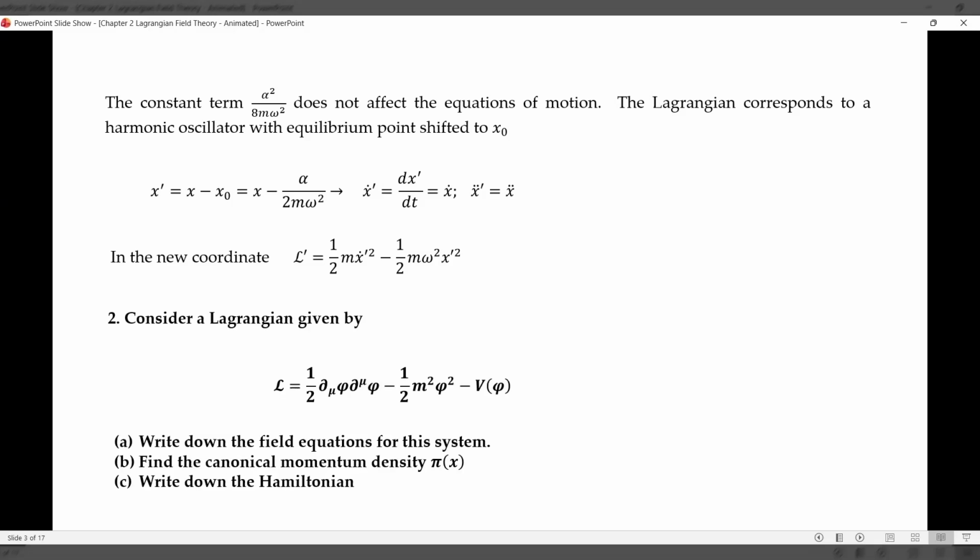Now that we've seen how a simple coordinate shift restores the usual Lagrangian form, we move to the next exercise. Here we will consider a field Lagrangian, given by this expression here. We'll write down the field equations, the canonical momentum, the canonical momentum density and the Hamiltonian. This is where the formalism of classical mechanics evolves into field theory, the language of modern physics.